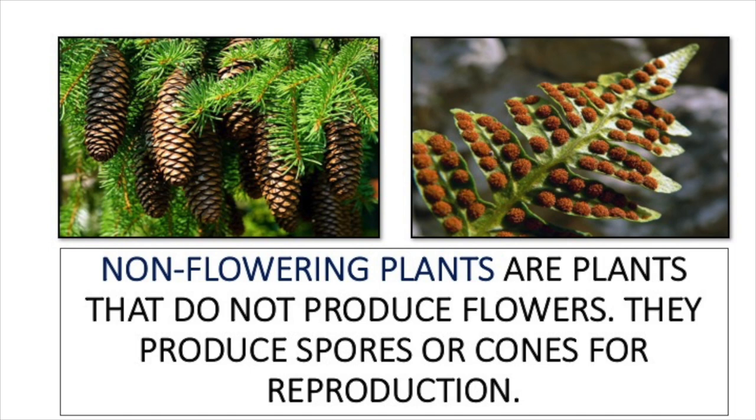Non-flowering plants are plants that do not produce flowers. They produce spores or cones for reproduction. Yes, they still need to reproduce. But rather than have flowers and fruits, here, this is a non-flowering plant that has spores. Spores. Yes, you see these small round things on the leaves? Spores. And here, on this non-flowering plant, cones. Yes. So non-flowering plants don't have flowers, but they sometimes have other things. Spores. Cones.